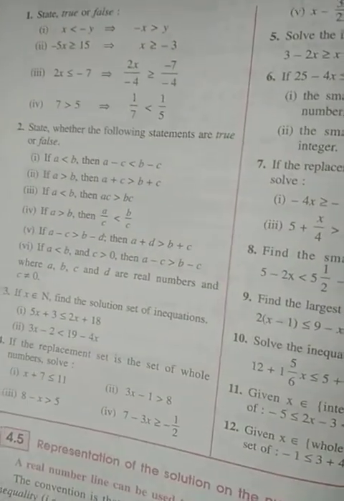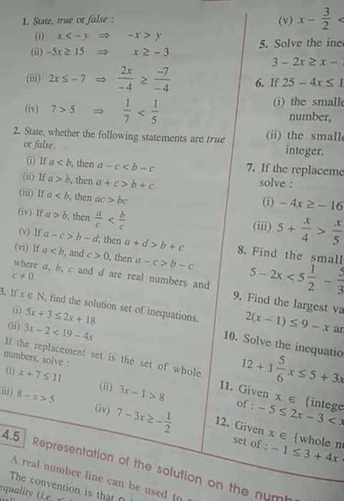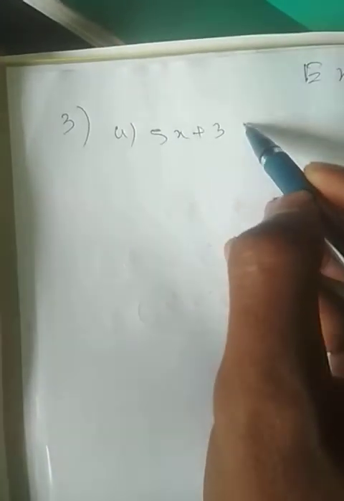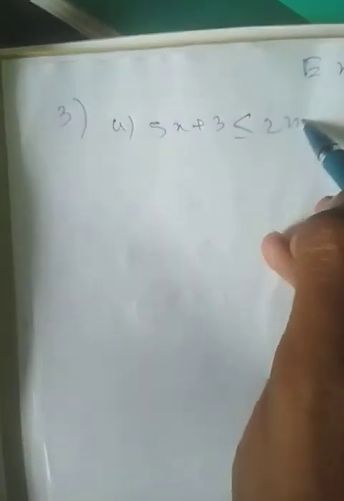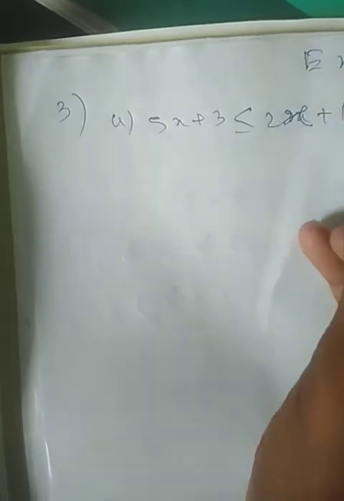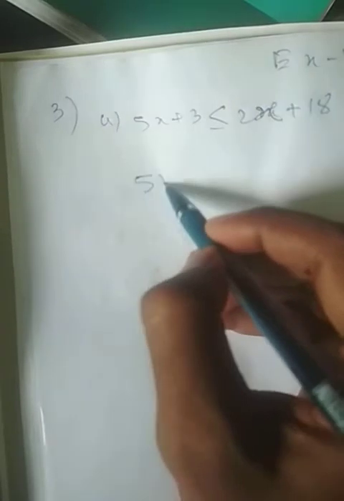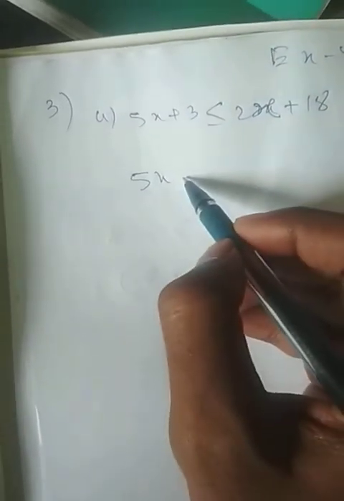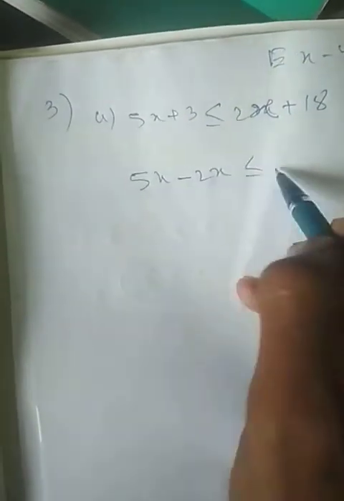What is the math there? 5x plus 3 less than or equal to 2x plus 18. So math number 3, what is given there? From exercise 4a, 3a is given: 5x plus 3 less than 2x plus 18. Solve. You have solved that math in the linear equation, you have to solve in the same way.